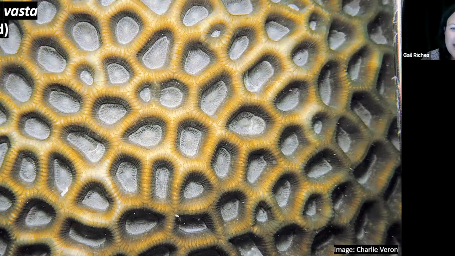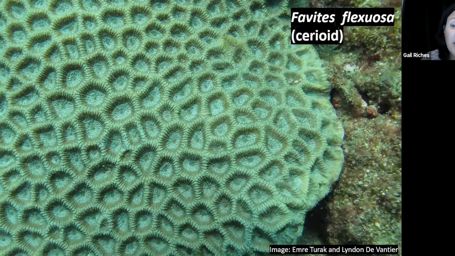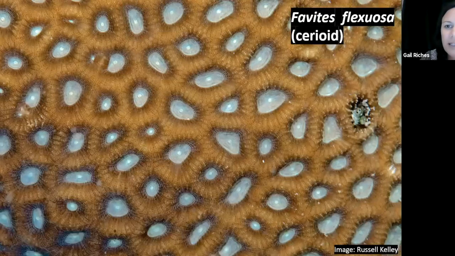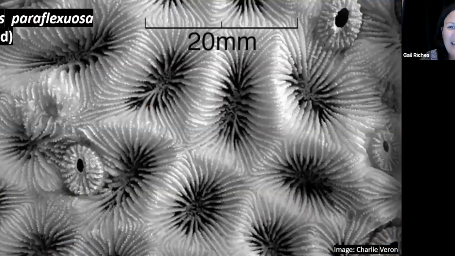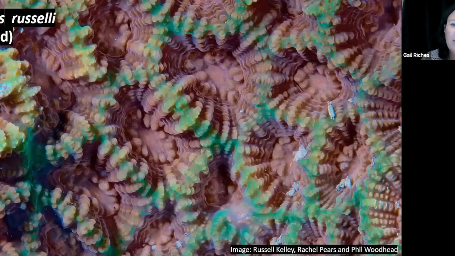So here you can clearly see that the walls are joined, and you may recognize these from when you're diving or snorkeling. They're a very common type of coral. So Favites, you'll have to remember that. And you can see from the close up how those walls are joined together. And this one was one of my favorites. It's just stunning.